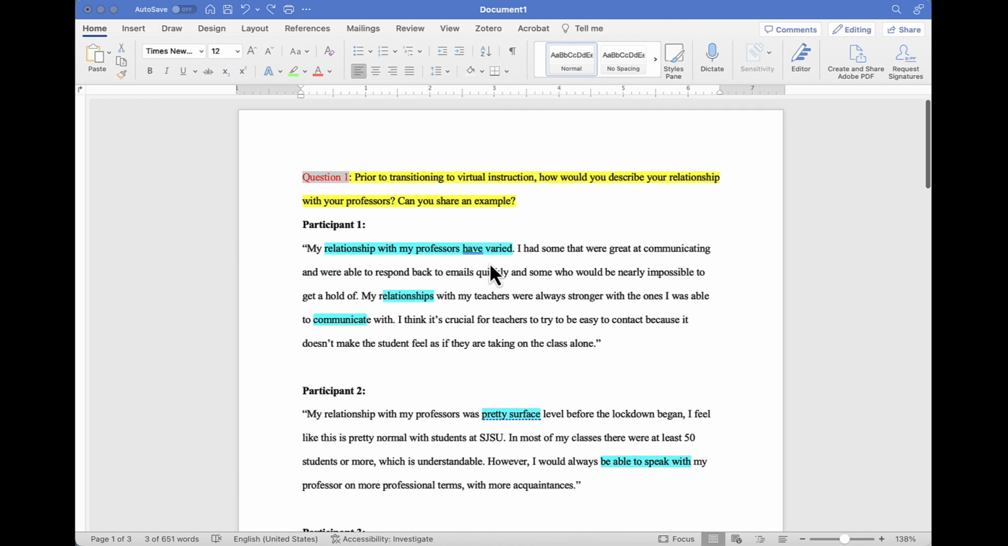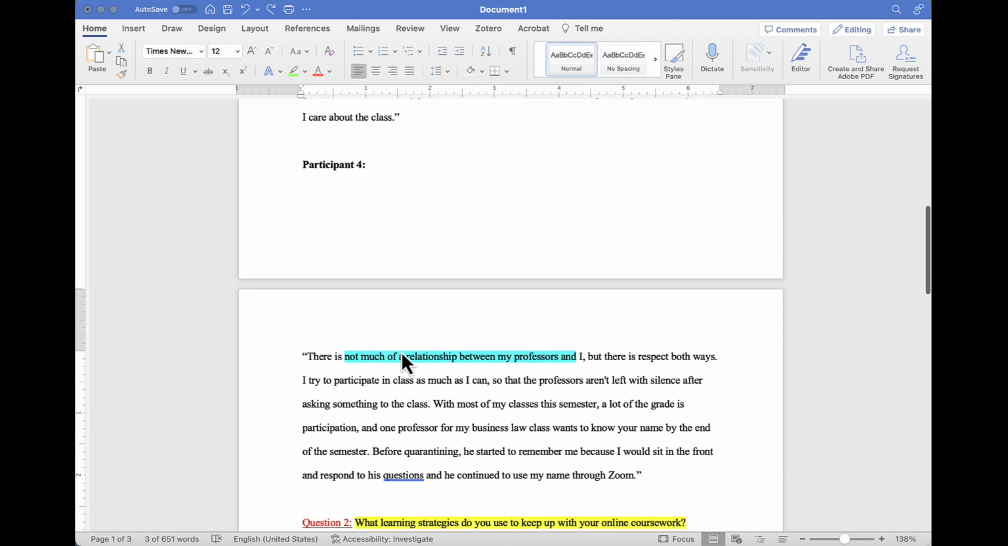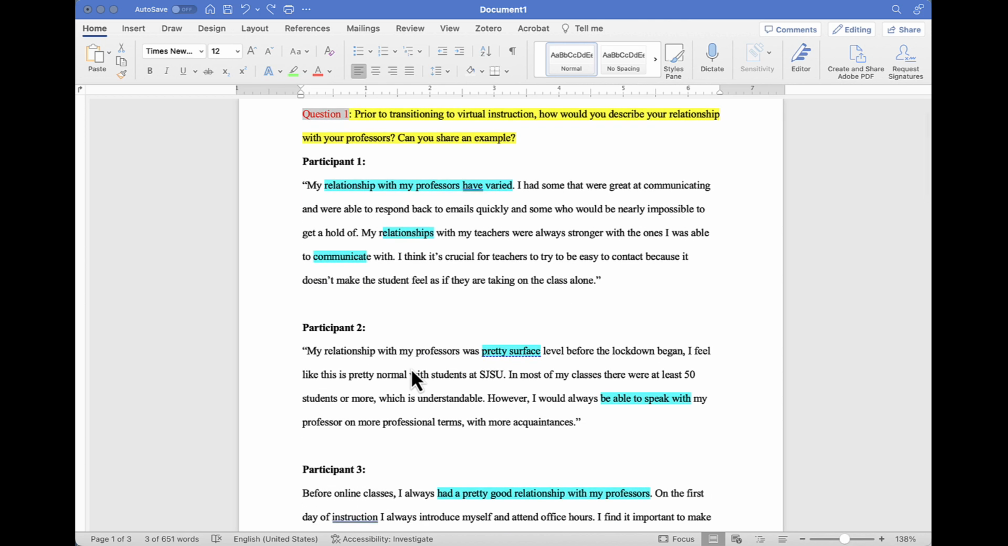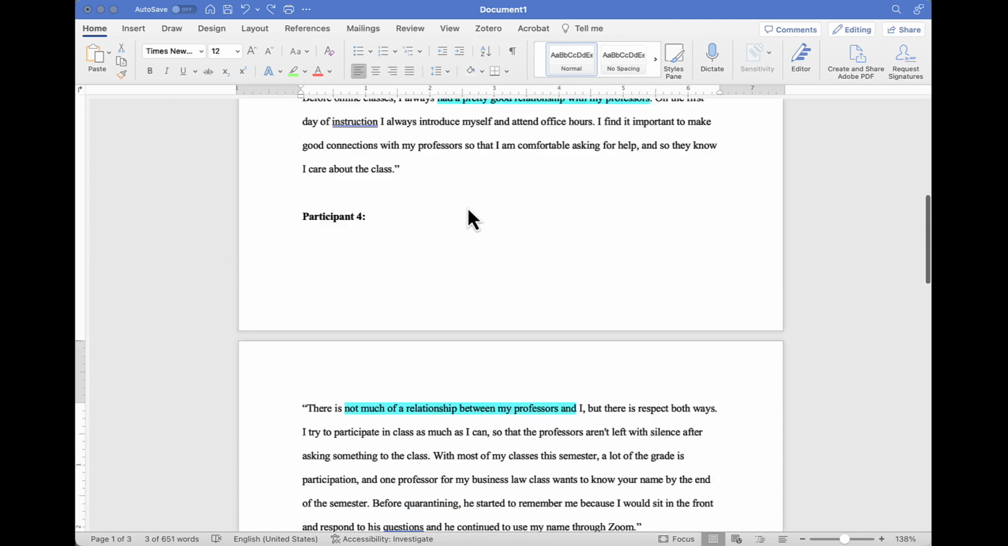Now, in this case, I see that 1, 2, and 3 out of my 4 participants say that the relationship prior to COVID was just normal or neutral, which means maybe about 90% of my participants say that prior to COVID, when they were having in-person classes, the relationship was pretty neutral. While I am looking at these answers, I'm also interpreting my results.